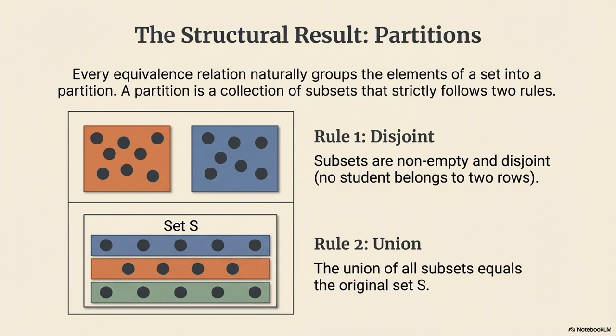The classroom interpretation is straightforward. Each student belongs to exactly one row, and all rows together account for every student. This structural result is one of the most important outcomes of equivalence relations because it turns pairwise relation data into a clean global decomposition of the set.